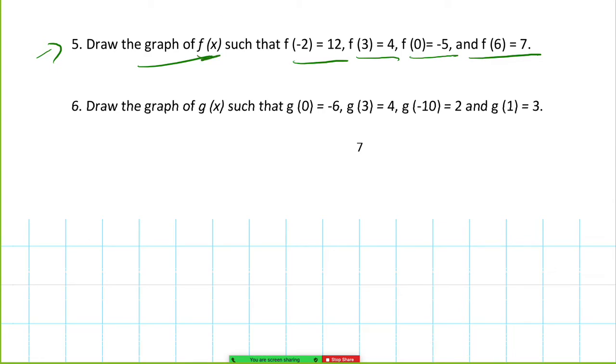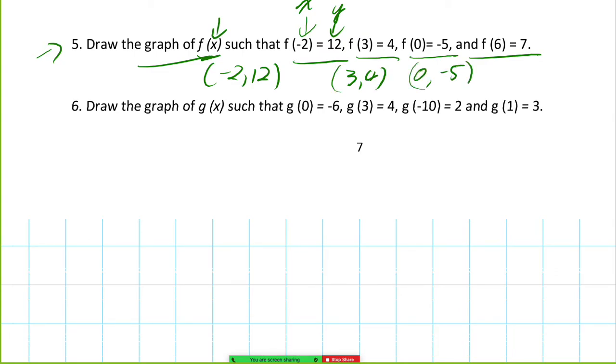Remember, this is f(x), which means that this is the x value, input it, and then think of the right side of the equal sign as being the y value. So think of these as sets of coordinates. First one being -2 and 12. The second one being 3 and 4. 0, -5. And there it is. 6 and 7.